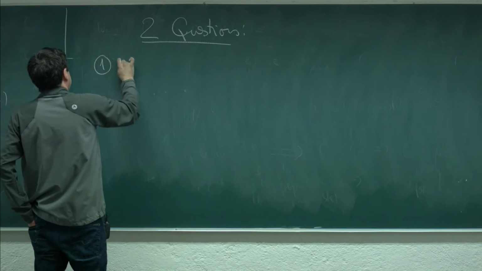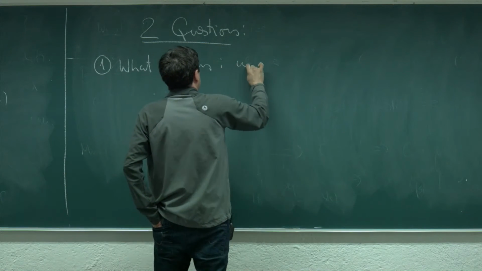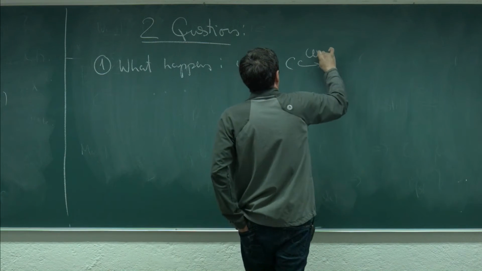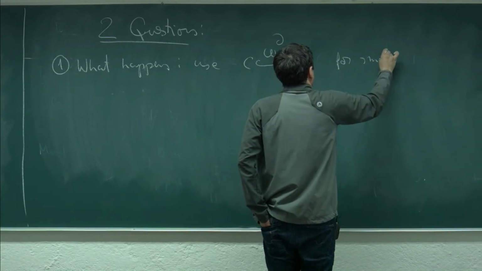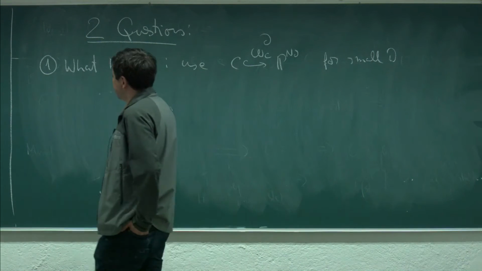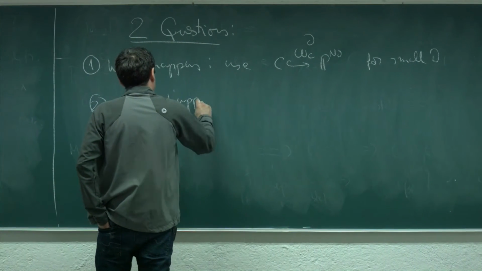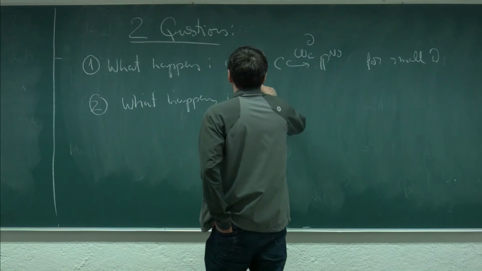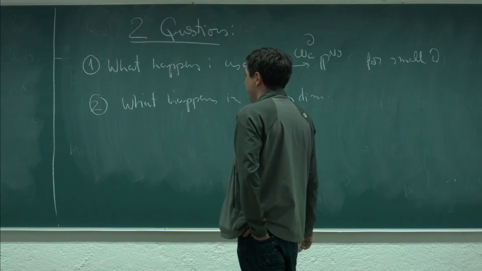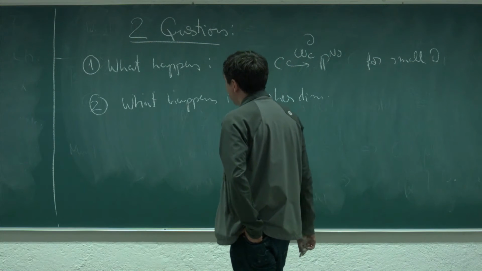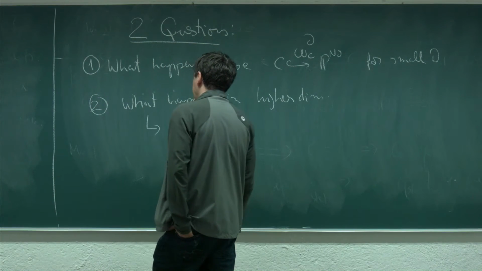The first one is, what happens if I use C embedded by omega_C^μ for small μ? And the second question is, what happens in higher dimensions? It looks like I will have absolutely no time to say anything meaningful about the second, so let me just say something in higher dimensions.